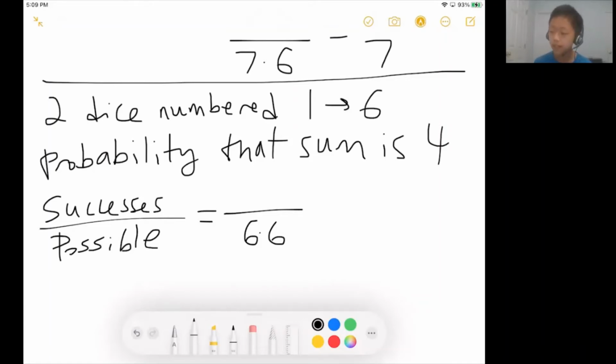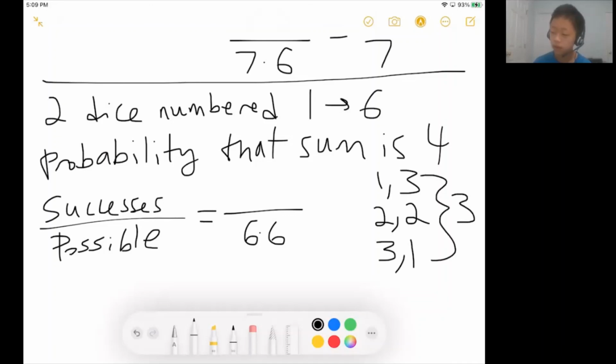And for the successes, the first die, you can roll a 1. The second die, you can roll a 3. That's one way to get a sum of 4. You can also have the first die roll a 2, and the second die also roll a 2, which also has a sum of 4. Or you can have the first die roll a 3 and the second die roll a 1. And all of these are the 3 possibilities that you can get a sum of 4. So that's 3 possible ways.